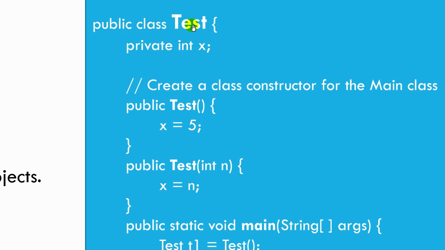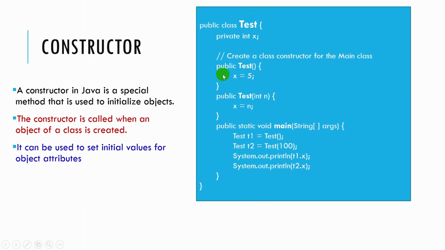We call it public class Test, and we have public Test, and public Test with parameter n. This is called the constructors of our class. It does not have a return type, and the name is the same as the class name. This is called a constructor, not a function, because the name is the same as the class and there is no return type. You can create as many constructors as you like. This is like overloading, right? Overloading constructors: a constructor with no parameter, a constructor with one parameter.